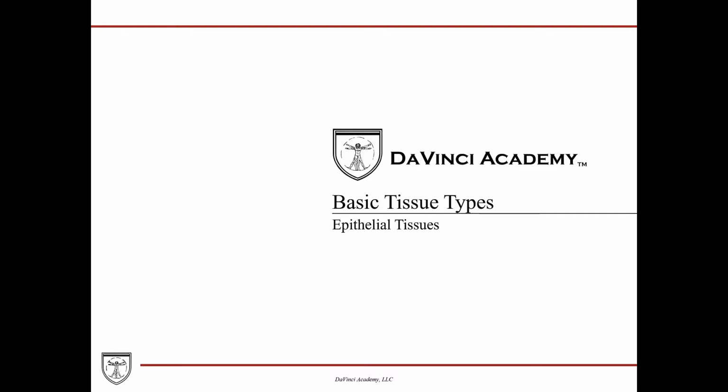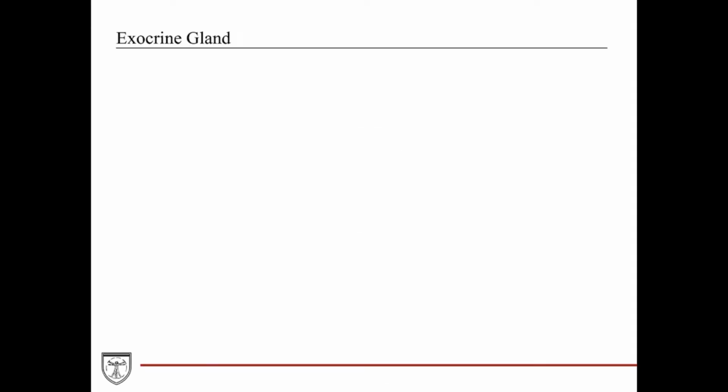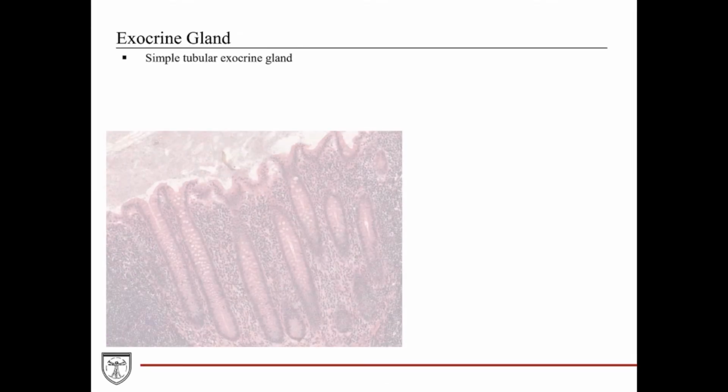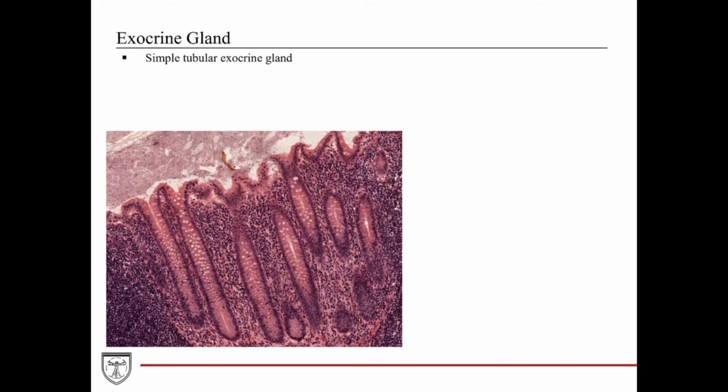Welcome to the last leg of the Epithelial Tissues lecture series. Here, we'll discuss each exocrine glandular type in more detail and wrap up the whole series with some clinical pearls. Let's look at all the exocrine glands one by one. We'll start with a simple tubular exocrine gland.